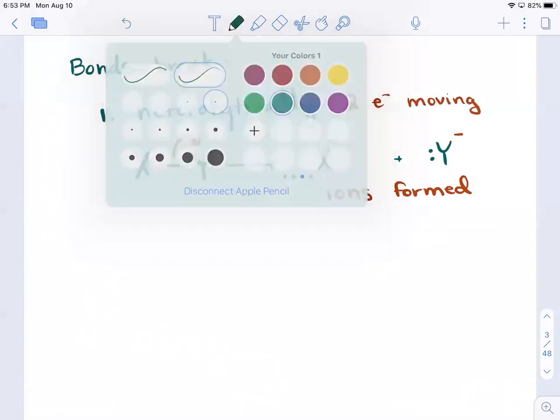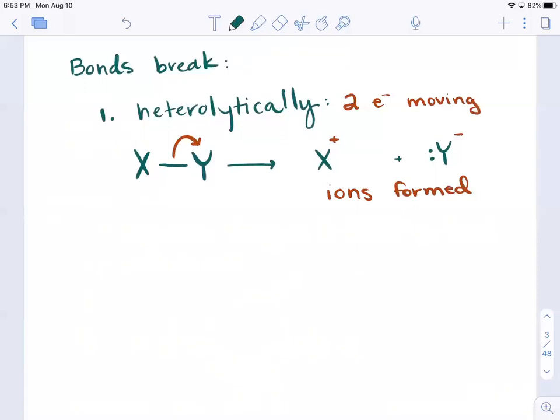This is the most often one that we see in this semester, but there is going to be another way that we can break bonds, and we'll briefly see it in this semester, but we'll talk about it even more next semester, and that's called homolytic bond cleavage.